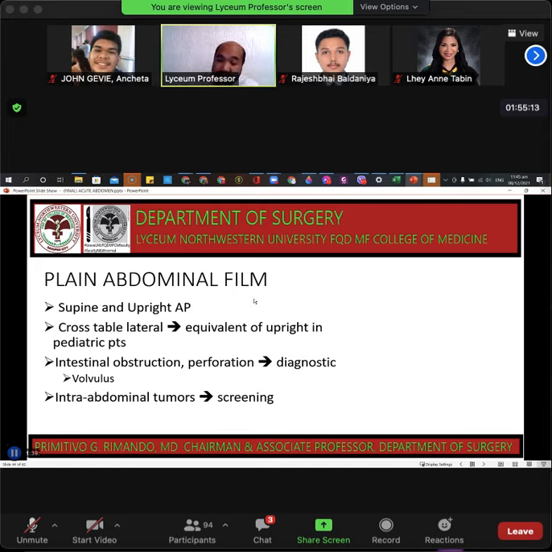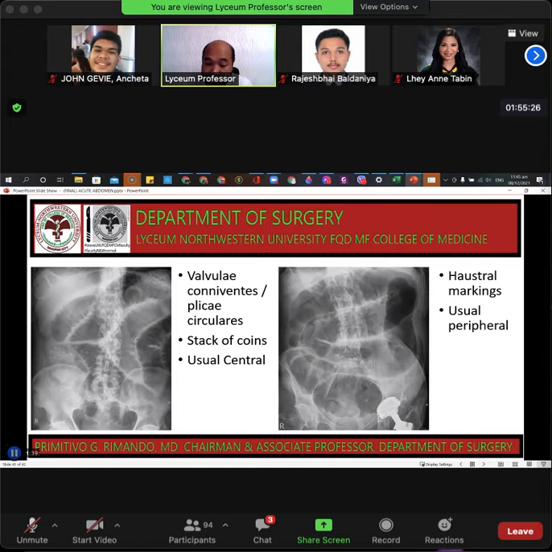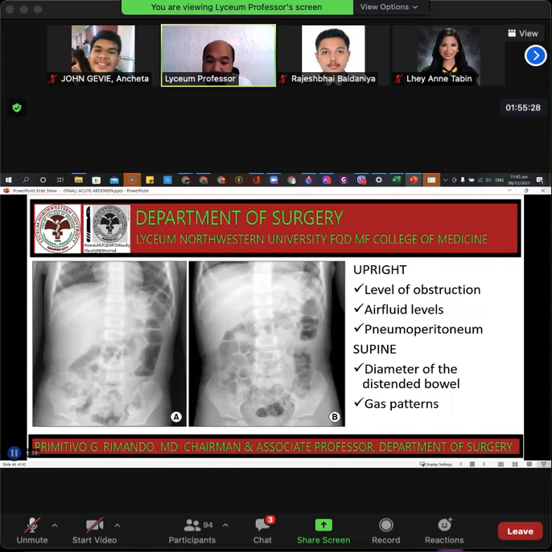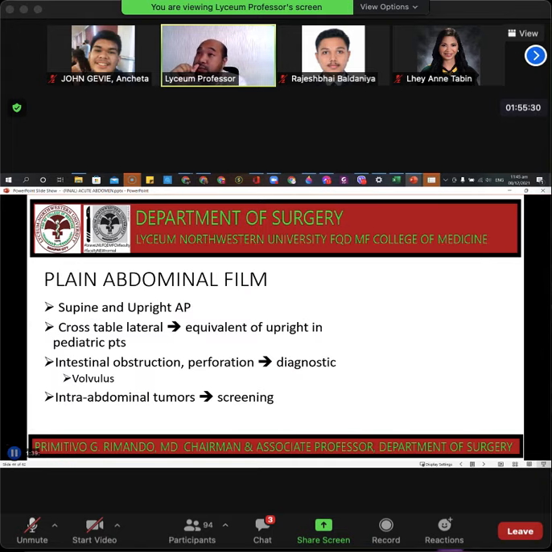But if you see, for example, an intra-abdominal tumor, then your X-ray becomes just screening. We need a CT scan for that, for your solid tumors. The reason is we need to see the size of the tumor, its intimate relations, and the blood supply of the tumor. That's why we need a CT scan.